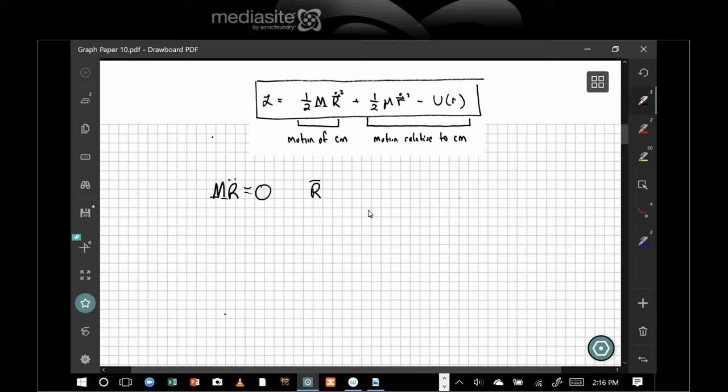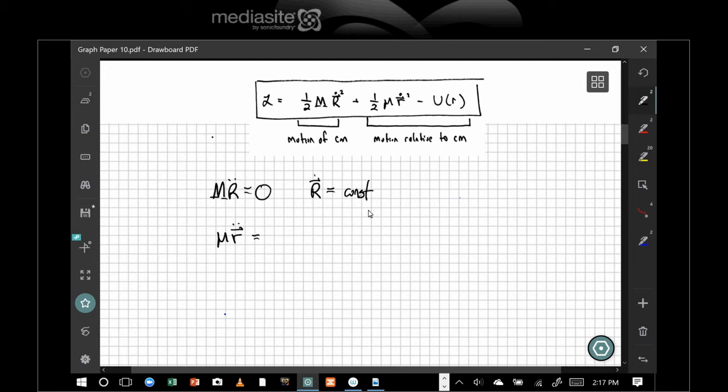Okay, so this is my Lagrangian here, for big R and little r, so let's get the equations of motion. And we know that it's cyclic in big R, so using the Euler-Lagrange equation, I'm just going to show that big M times R double dot is equal to 0. That means that R dot, the rate of change of the center of mass, is equal to a constant. Okay, so that's nothing new there.